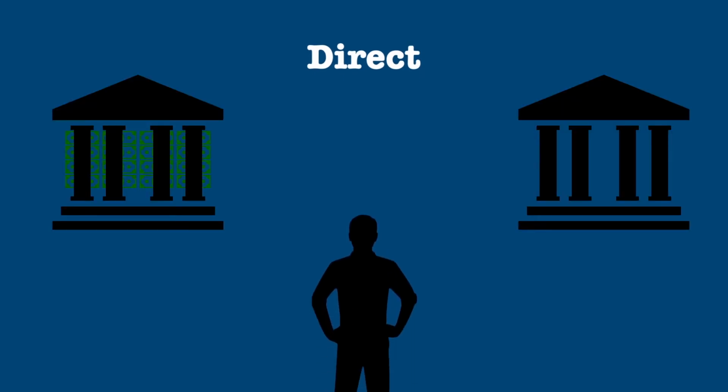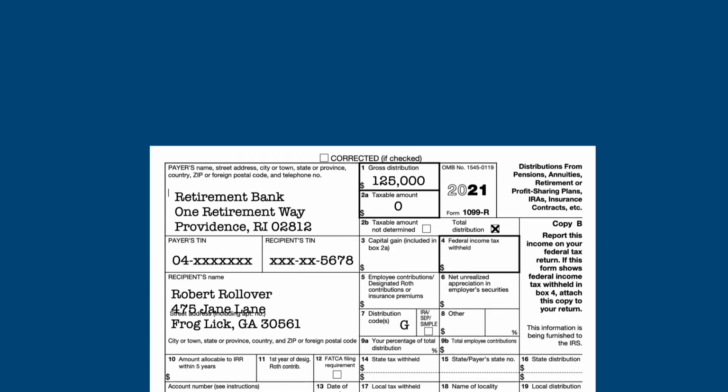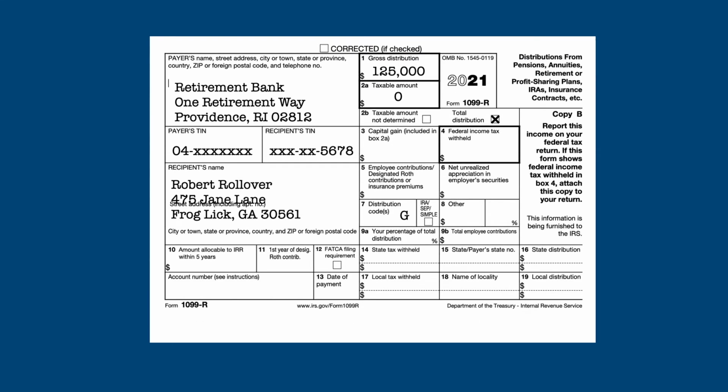Rollovers come in two types, direct or indirect. Let's look at direct rollovers first, since they are the more straightforward. In a direct rollover, the funds are transferred directly from one plan to another. The funds are never in your hands at any time. If you complete a direct rollover, you will receive a 1099-R form with a distribution code of G and an amount of 0 in box 2A.